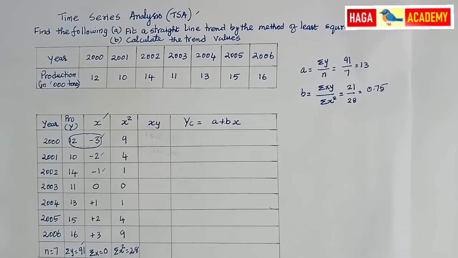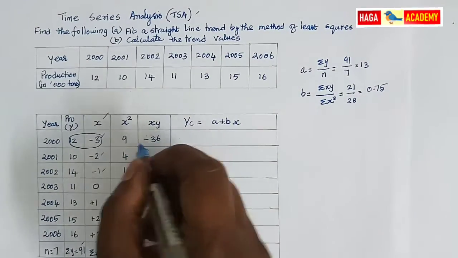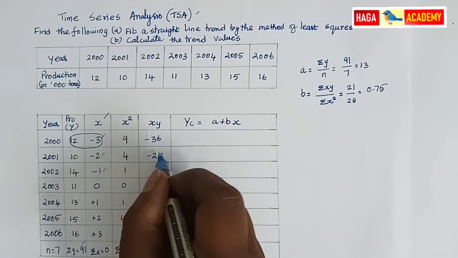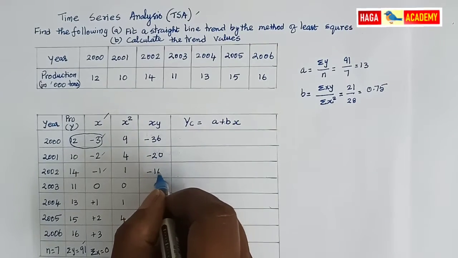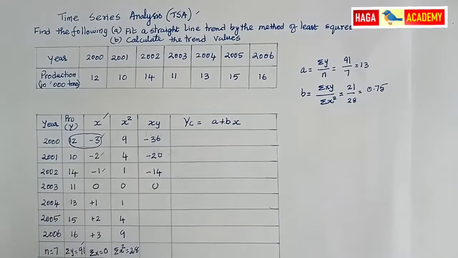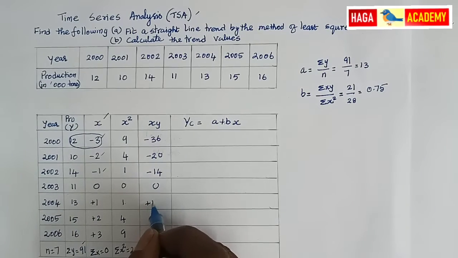12 into minus 3, so minus 36. Then 10 into minus 2, minus 20. Next, minus 14. Next, 11 into 0, 0. Next, 13 into 1, plus 13.